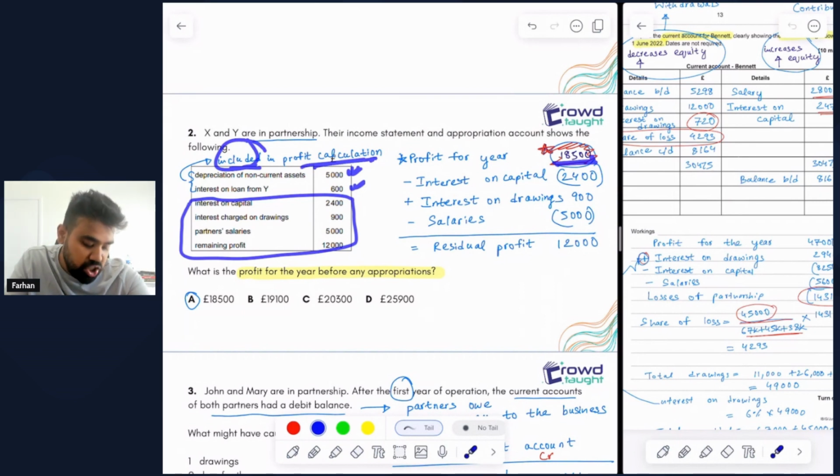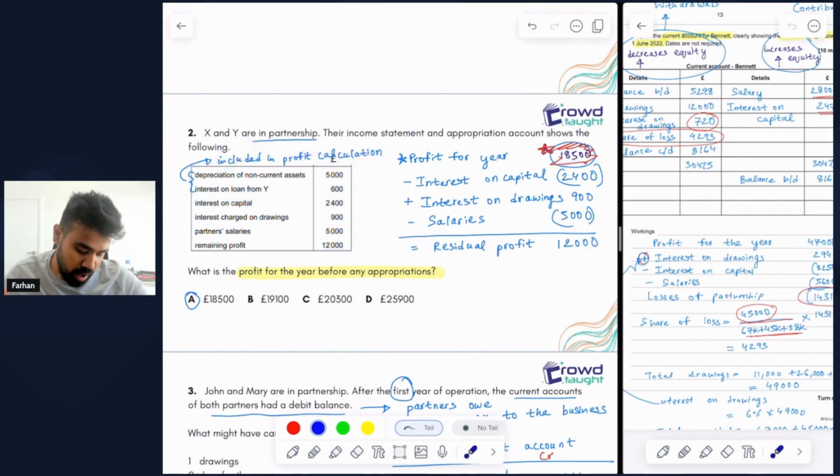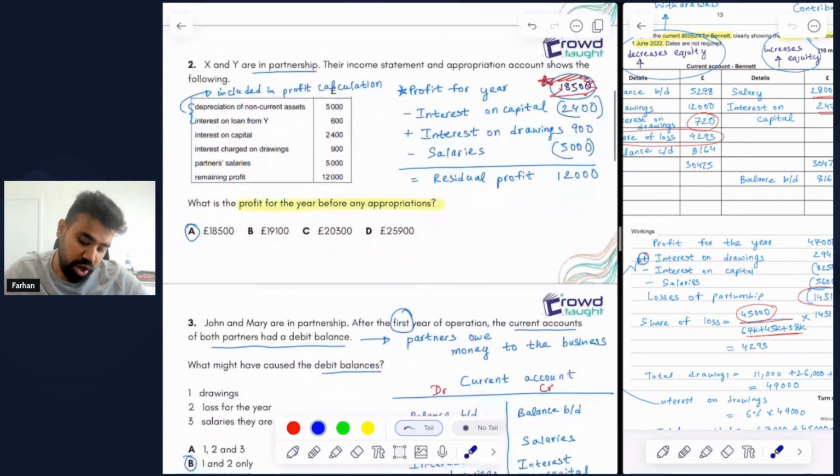So the depreciation and the interest is part of the expense which has already been included for deriving this profit of 18,500. So depreciation was included as an expense, so was the interest on loan, and that's how we ended up with the partnership profit of 18,500 already. So we do not really need to include these two pieces of information as part of creating this appropriation account, so nothing to worry about in this case. So let's move on to question number 3.